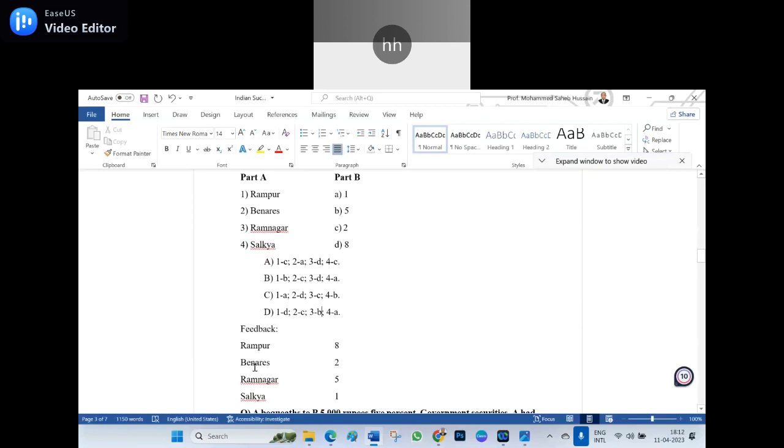Benares 2 times. Ramnagar 5 times. Salkia 1 time. Do you know which city is called Benares? Sir, which city is the other name for Benares? I don't know, sir. Kashi. Yeah. Where is it?